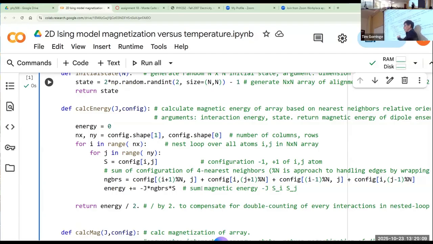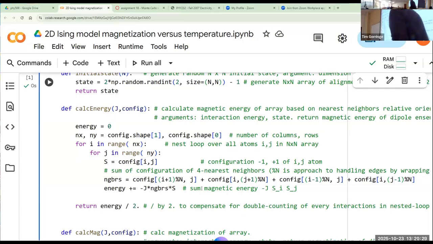This is that sum over the nearest neighbors Si, Sj. That is that sum. And then I'm just multiplying it by the interaction strength and incorporating the negative sign for my ferromagnet. So this is now the energy. I increment the energy and I return the energy.